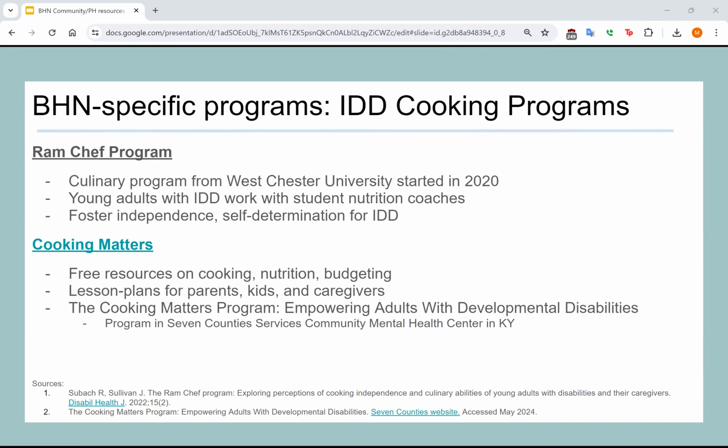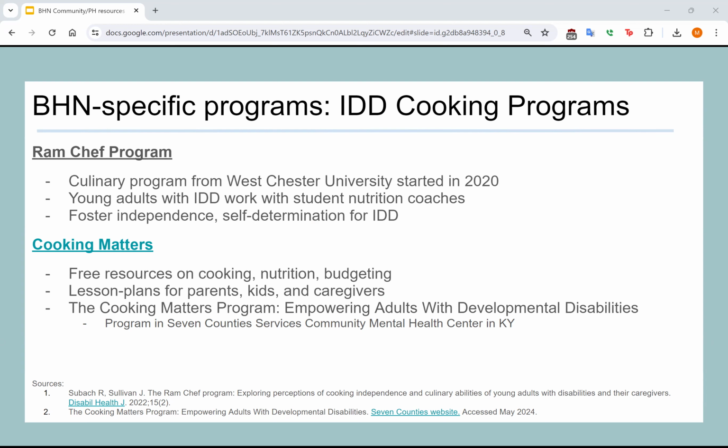So they work with student nutrition coaches, and they can develop their cooking skills, which helps them with job training if they want to stay in that field. It helps them with learning a skill so that they can support their own healthy lifestyle or that of their families. So I think it's really great. It says that the goal is to foster independence and self-determination for that population.